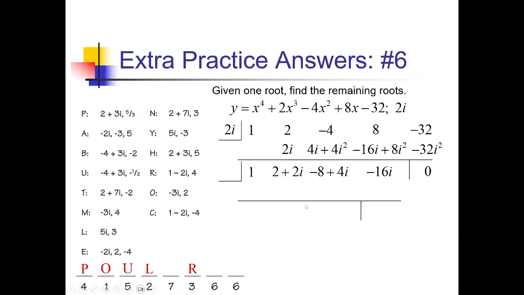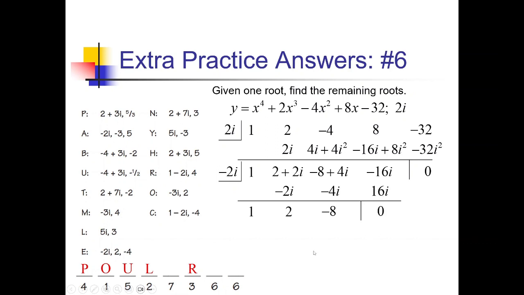All right, let's go again, this time using the conjugate, negative 2i. Bring down the 1. Times negative 2i is negative 2i. Conveniently cancels the 2i up here, leaving us with just 2. That multiplies to give me negative 4i, which cancels this 4i, leaving me with just negative 8. So this is working out great so far. This will be a positive 16i, which cancels the negative 16i, leaving me with just 0.